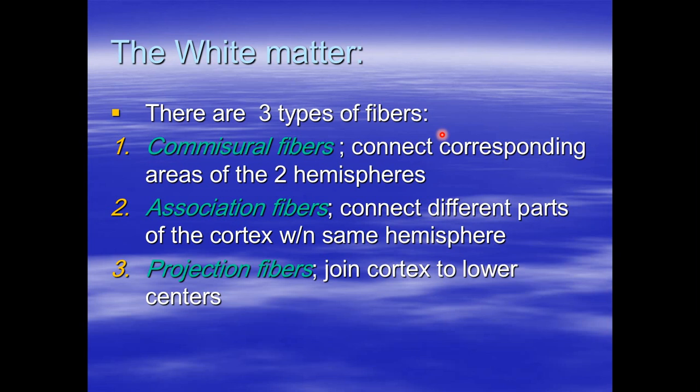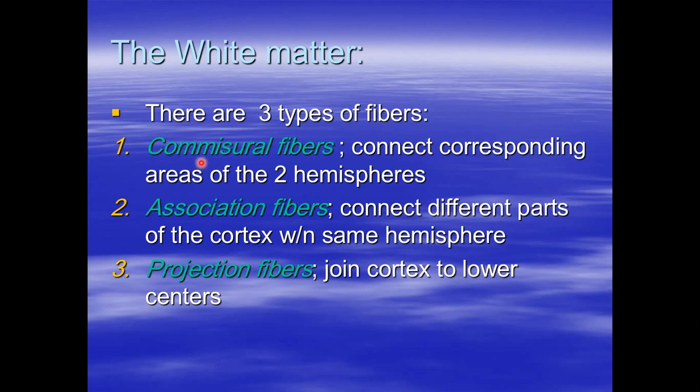Within the cerebral hemispheres, there are three types of fibers: the commissural fibers, the association fibers, and the projection fibers. What's the difference between these three? First, the commissural fibers connect the same areas on the two cerebral hemispheres, like the precentral with the precentral, the postcentral with the postcentral, corresponding areas on the two cerebral hemispheres.